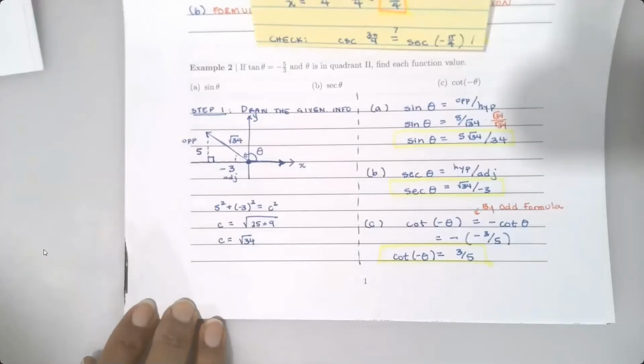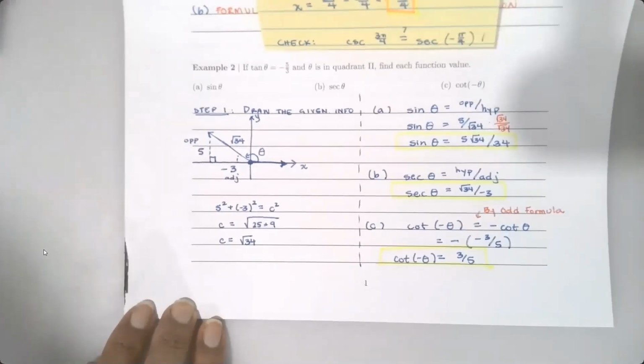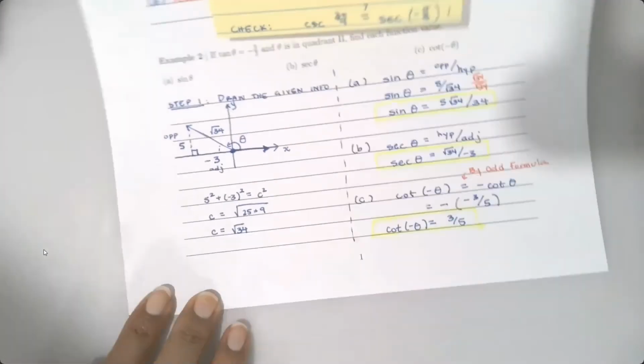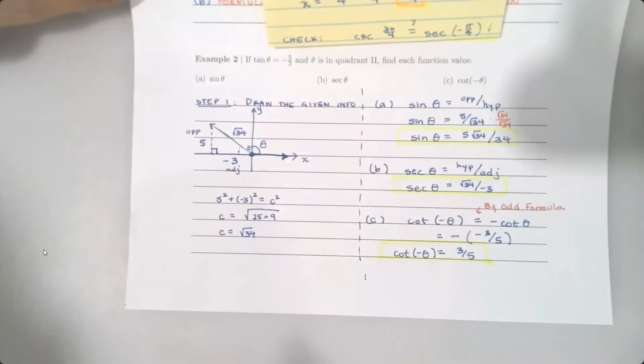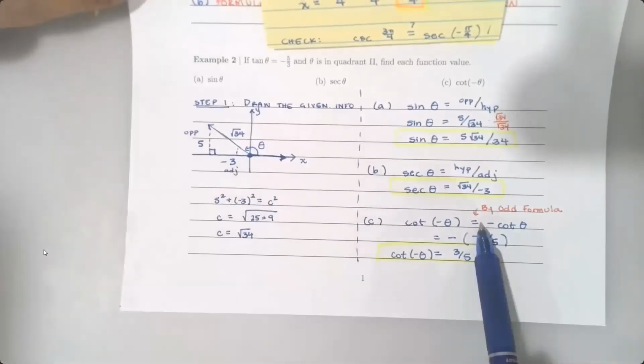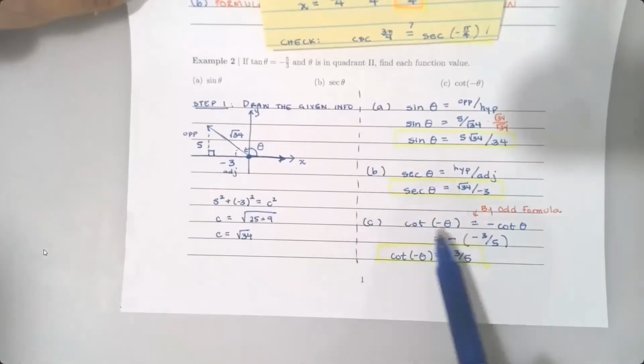Is that okay? Do you guys have questions? So for this one, we didn't really rely on too much new information or new formulas. We just relied on the odd function and on the fact that secant is reciprocal of cosine and cotangent is reciprocal of tan.